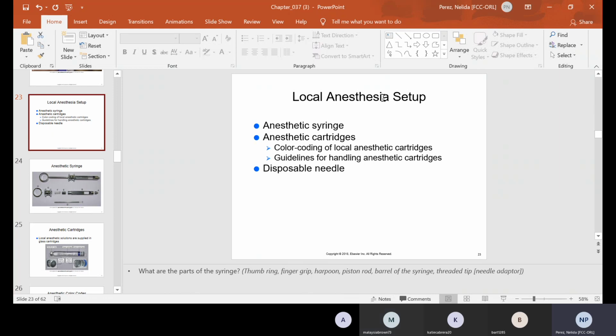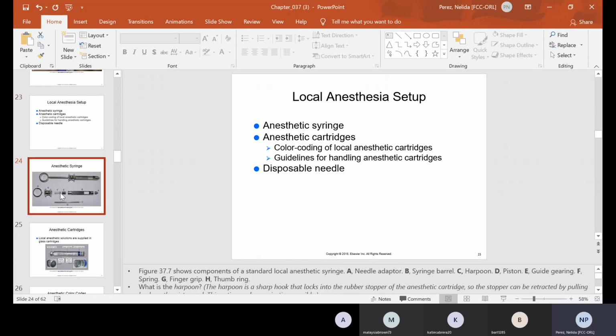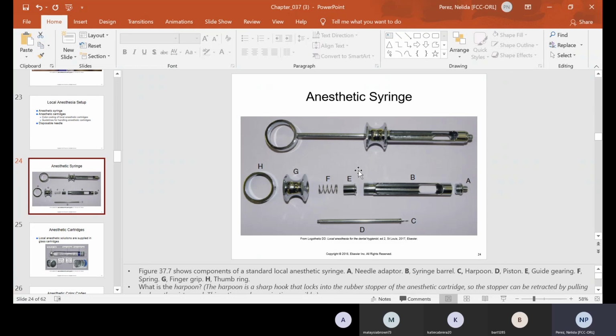And then we have the cartridges. They come in color coding. I'll show you that in a second, and how to handle them, and of course the disposable needle. Now, the first thing that you guys need to know is the syringe, okay? The parts of it. So starting from letter A, that's the needle adapter.